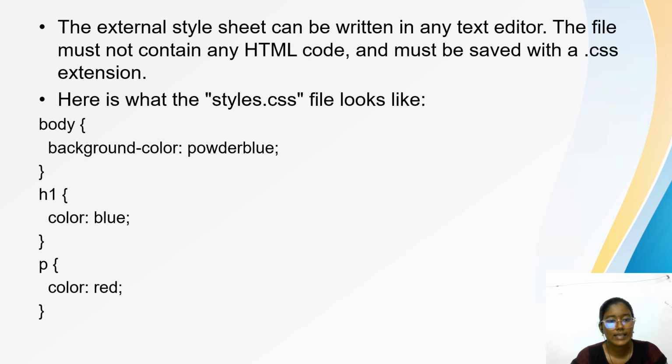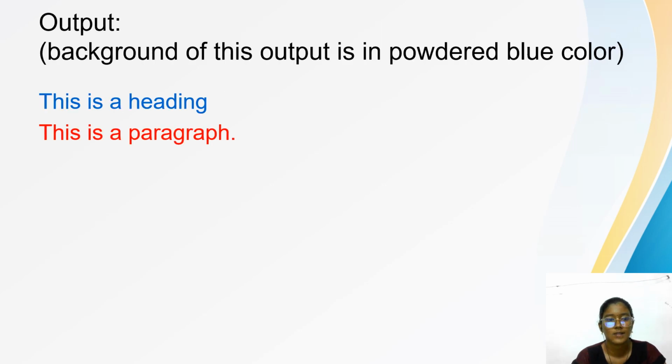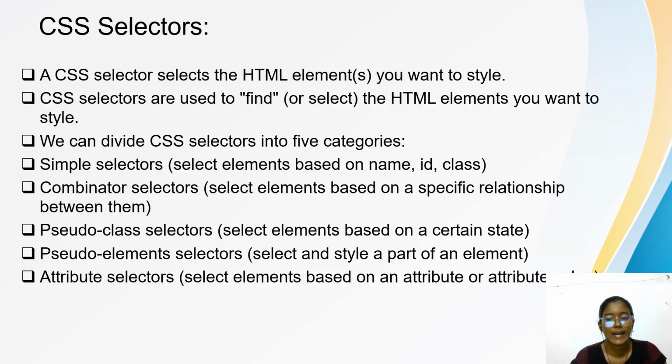Here is what the style.css file looks like. Here the body tag consists of the background color powder blue, the heading consists of the property color blue, and the paragraph consists of the property color red. And here is the same output as we have seen in the HTML pattern, but this is the CSS pattern.